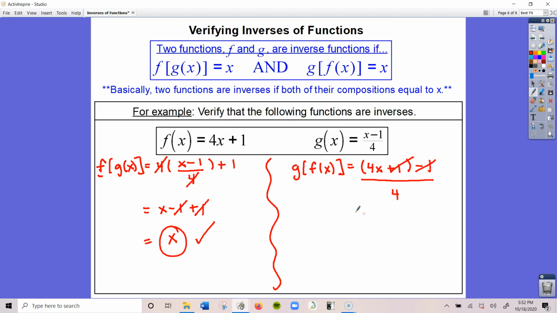So now all you have left is the 4x over 4. And now these 4's would cancel because it's basically 4 divided by 4. And you see we end up with x again. So this verifies that f of x and g of x are inverses. And that's because both f of g of x and g of f of x are both equal to x.